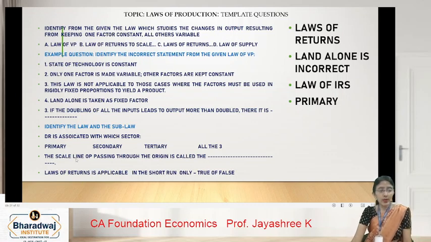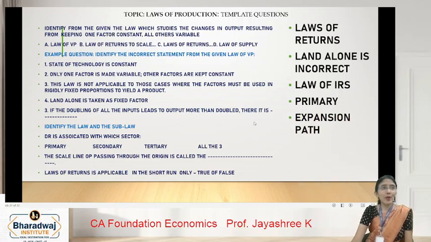Now go to the next one. The scale line passing through the origin is known as the expansion path. Okay. Laws of returns is applicable in the short run only. Why do you say true? It has fixed factor and variable factor. And if all the factors are variable, it can have an application in the long run.